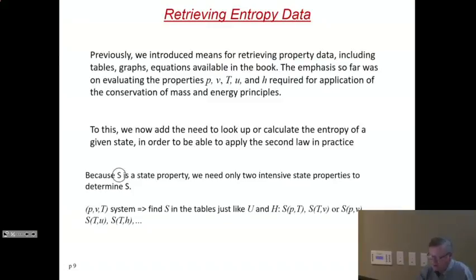So this is defined as a state property, and you need two intensive variables to find it in your tables, just like you do with all these others. If you know two of them, you can find all the others. Just add S to this line, and you will understand how the system works. So if we have a PVT system, we can find S of P and T, S of T and V, S of P and V, and so on and so on, just like we did before.